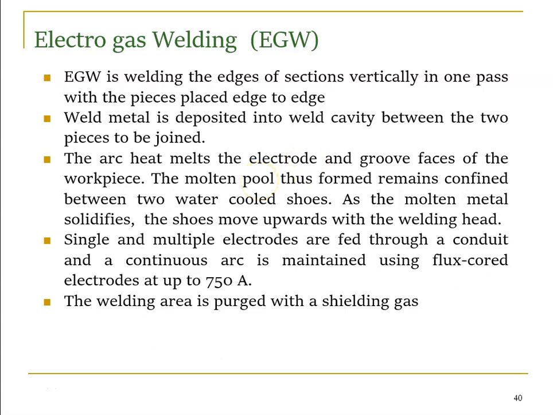So we use two shoes. One is a fixed shoe, another one is a movable shoe. As the molten metal solidifies, the shoe moves upward with the welding head. Single or multiple electrodes are fed through the conduit and a continuous arc is maintained using a flux-cored electrode up to 750 ampere, right? So the welding area is purged with the shielding gases. This is what Electrogas welding is.